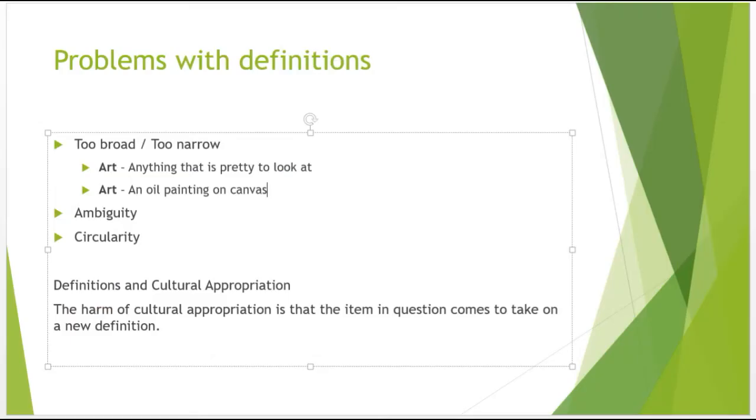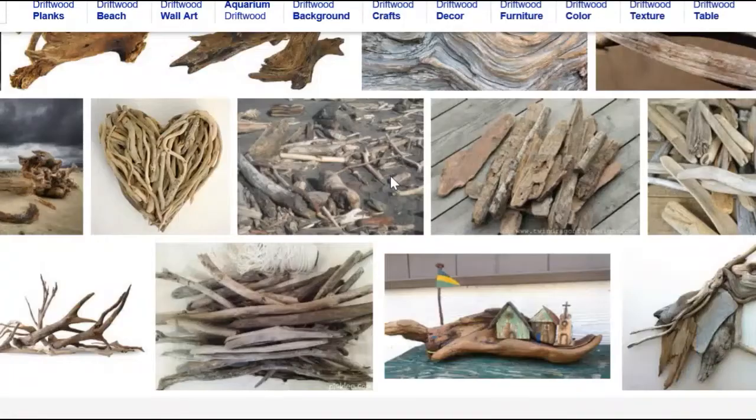It's too broad. Or I might say that art is an oil painting on canvas. Well, pretty much all oil paintings on canvas are art, right? Or could qualify as art. Maybe bad art, but art nonetheless. But certainly not all art is oil paintings on canvas. This one, for example, I feel pretty comfortable saying that this is artwork, but it's not an oil painting on canvas.